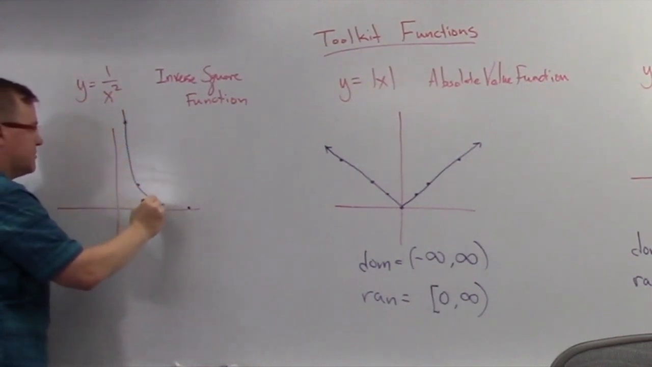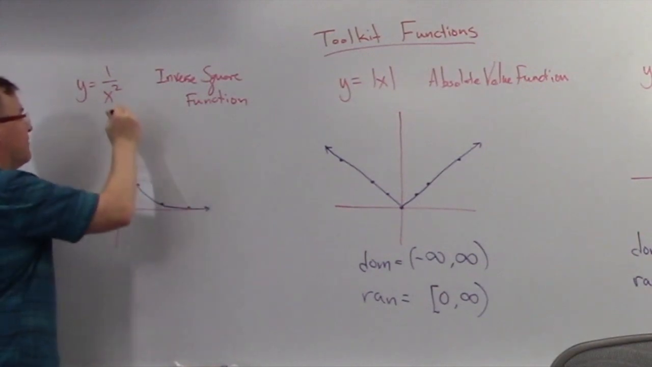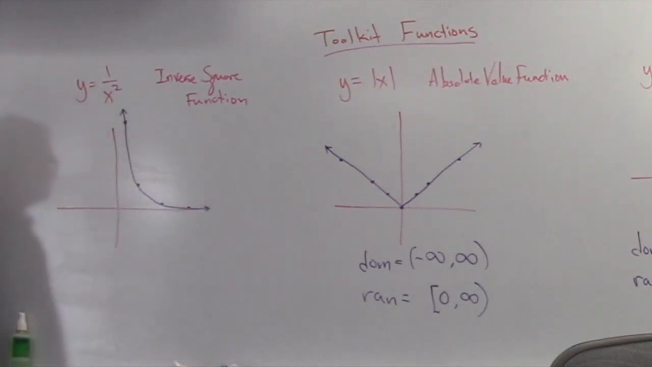If I did this a few hundred more times, it would start to look like this, but I haven't picked any negative numbers yet. What happens if I pick a negative number? Like, I don't know, -1? If x equals -1, then when you square -1, you get +1. And everybody knows that 1 divided by 1 is 1.